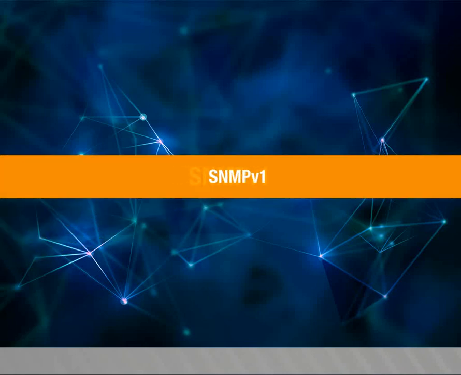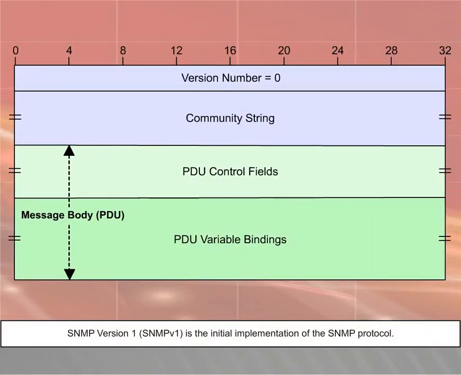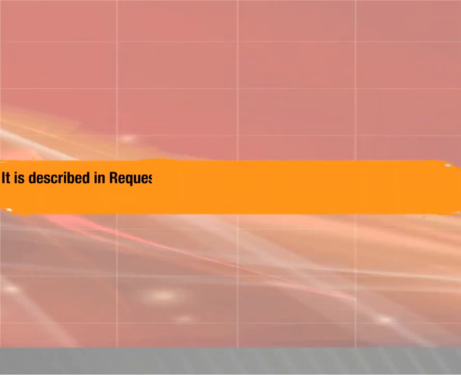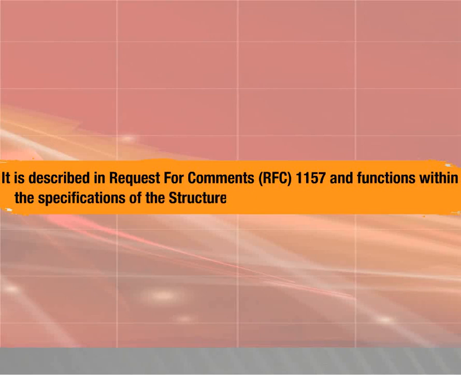SNMP v1. In this video, we are going to see about SNMP v1. SNMP version 1, SNMP v1, is the initial implementation of the SNMP protocol. It is described in Request for Comments RFC 1157 and functions within the specifications of the Structure of Management Information, SMI.